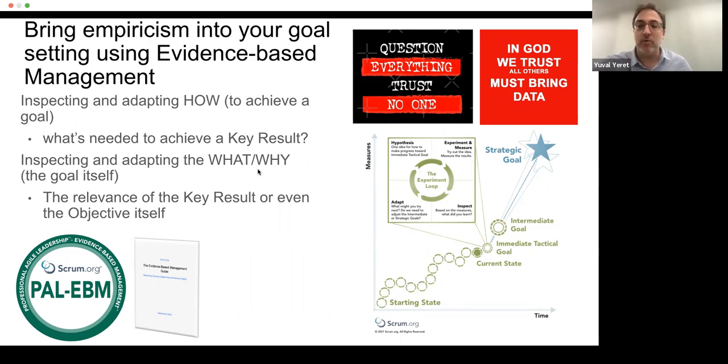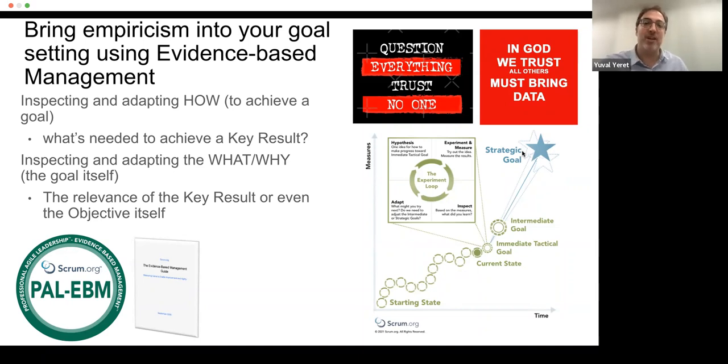We also should be open to inspecting and adapting our strategic goal itself. Are we even heading in the right direction? Maybe we can learn about the relevance of the objective itself. And that's where evidence-based management comes in. Evidence-based management provides the theory that supports having a healthy OKR implementation, not just alignment, but alignment with empiricism.